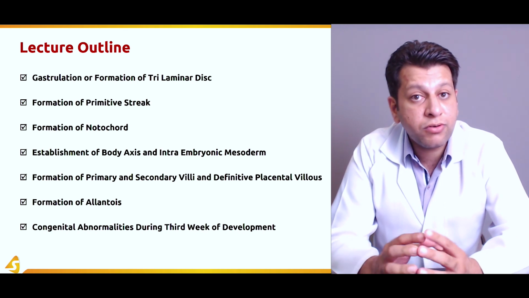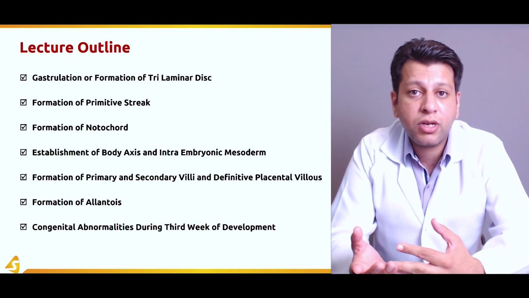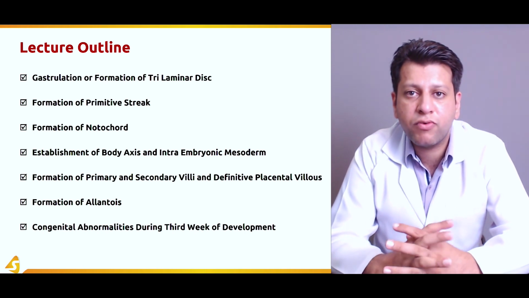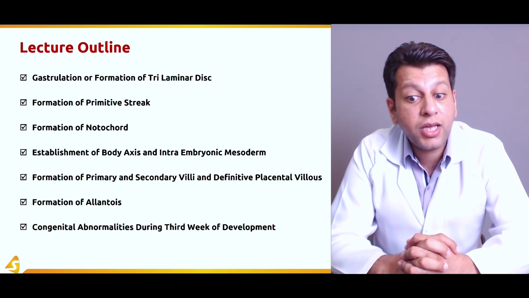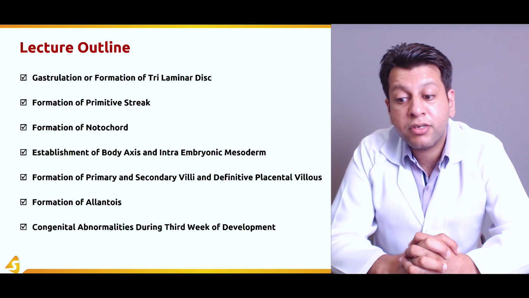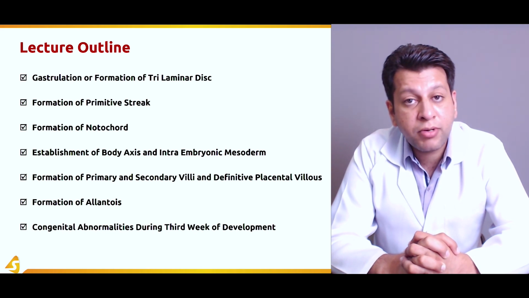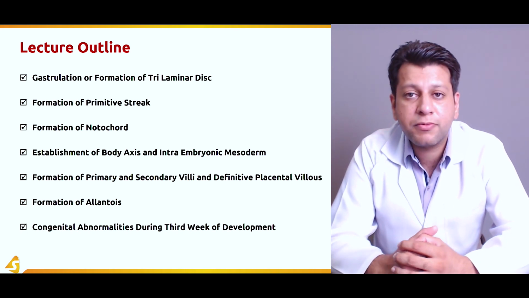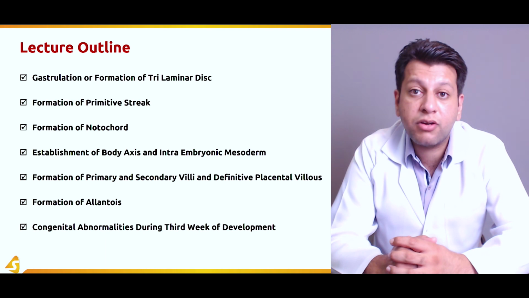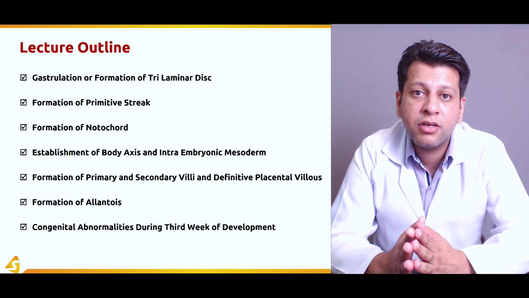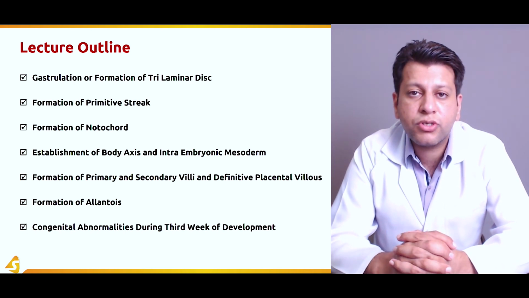Formation of the notochord, and how these cells migrate to form initially the notochordal canal, then they regress to form a notochordal plate, which will be needed later in the formation of neurulation. Establishment of body axis and intraembryonic mesoderm, formation of primary, secondary, and definite placental villus and tertiary villi, formation of allantois, and congenital anomalies. We discussed sacrococcygeal teratoma, which is one of the anomalies if the notochordal plate persists or the notochordal canal does not regress completely and a lumen persists. This results in a sacrococcygeal teratoma.